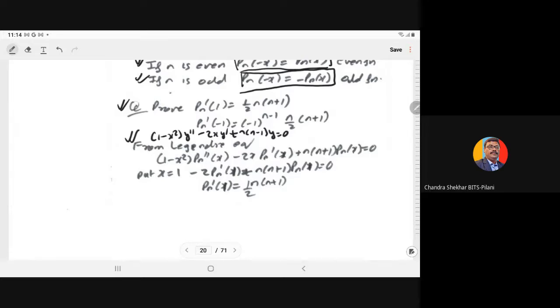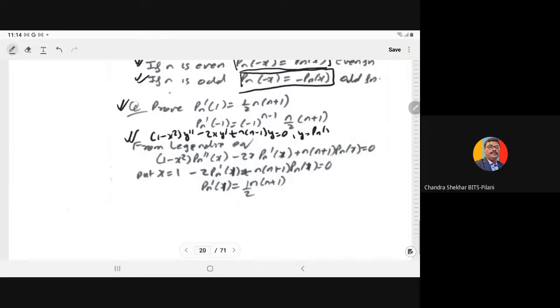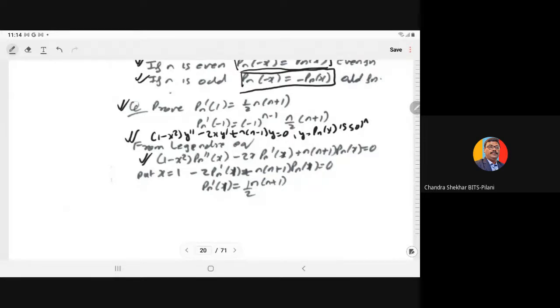And we know that y is equal to Pnx is a solution. If Pnx is the solution, then it will satisfy the given equation, right? So it will be (1 minus x square) Pn double dash minus 2x Pn dash plus n into n plus 1 Pnx is equal to 0. Means in place of y, we just put y is equal to Pnx.